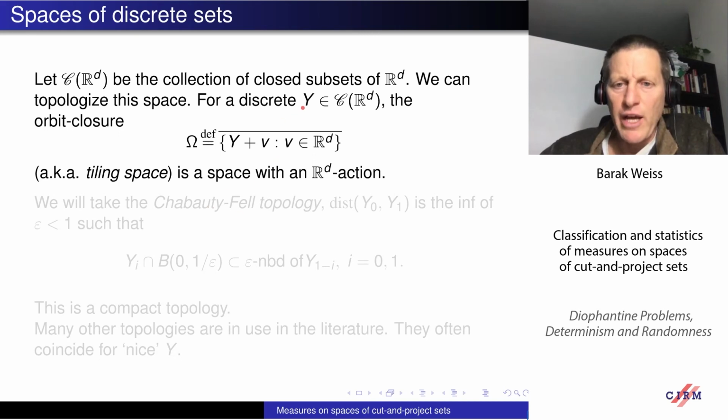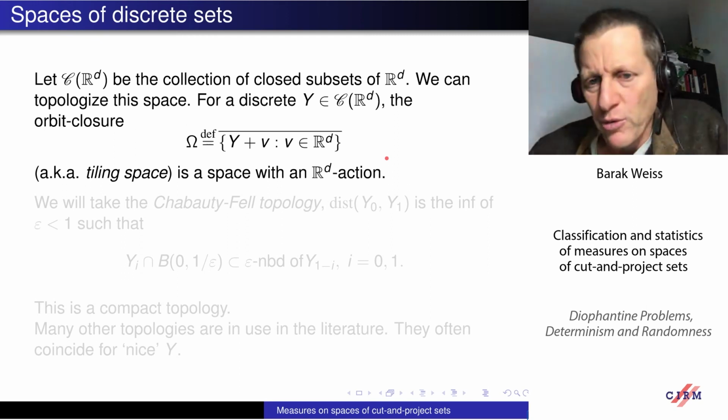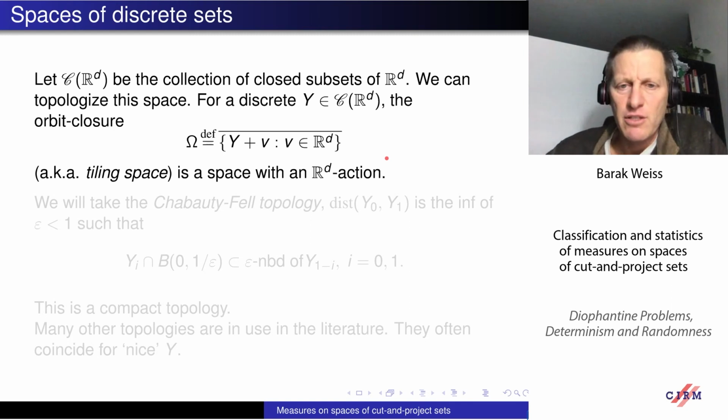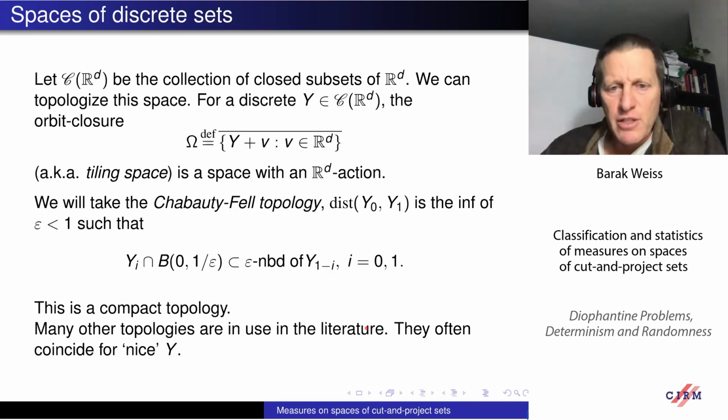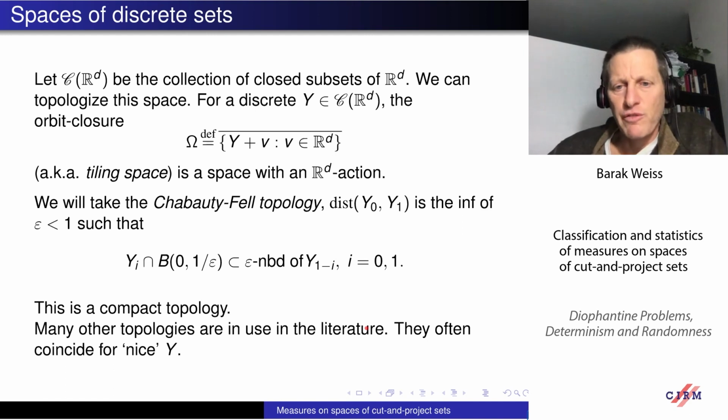And then once we have a discrete set, we can look at its orbit closure under translations. So every set can be translated, and we can make orbit closures with respect to a natural topology. And these kinds of sets, Omega, are called tiling spaces in the literature, and they're dynamical systems with an R^d action. And to explain the topology, here is the definition of a certain metric, sometimes called the Chabauty-Fell metric.